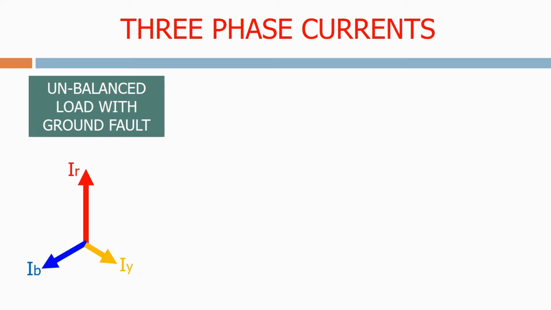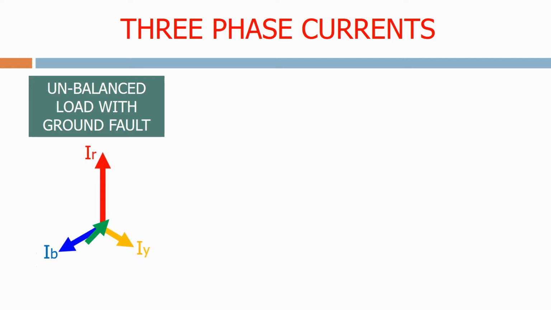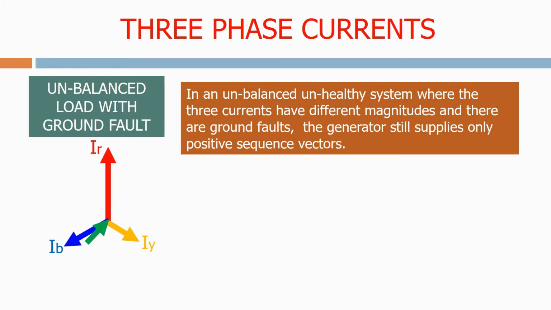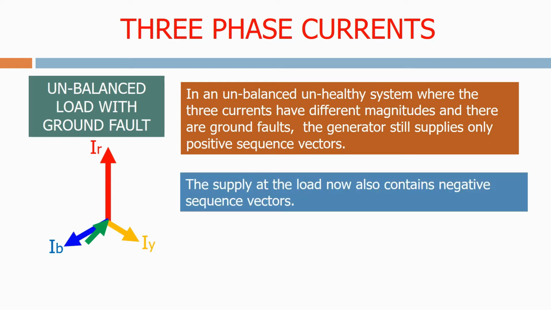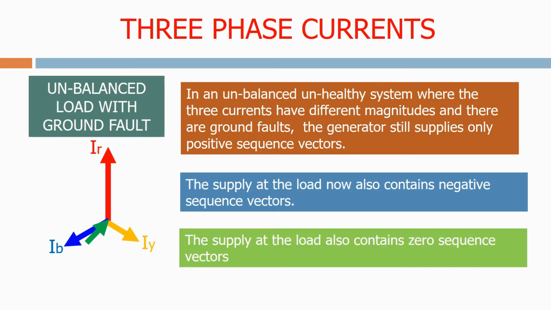Finally, let's look at an unbalanced load with a ground fault. When a ground fault occurs, all three-phase vectors move by a certain magnitude away from the center. In an unbalanced, unhealthy system, where the three currents have different magnitudes and there are ground faults, the generator still supplies only positive sequence vectors. The supply at the load now also contains negative sequence vectors. The supply at the load also contains zero sequence vectors.